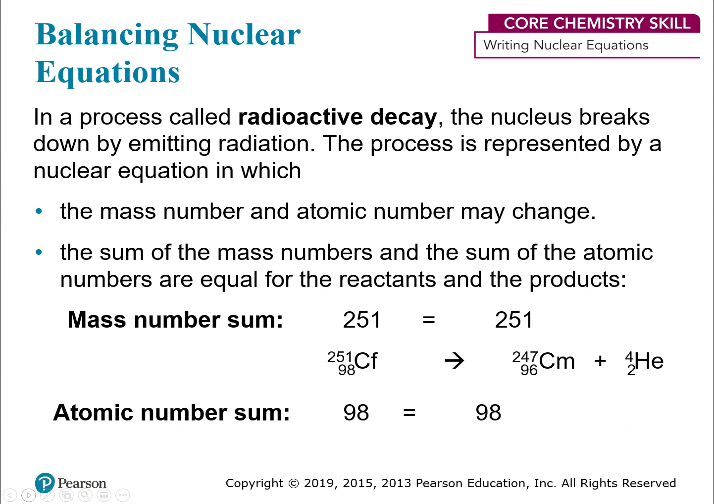Within this nuclear equation, you may see something like the mass number and atomic number changing, but the sum of the mass numbers and the atomic numbers are equal for the reactants and the products. What does that mean? Let's say that we have this element here that's radioactive. Remember, the mass number is at the top. The atomic number is underneath.